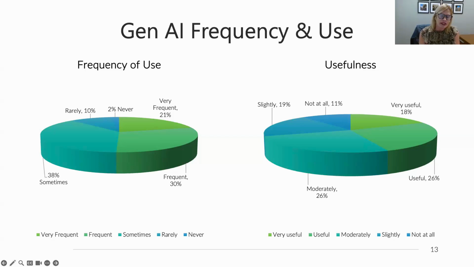So how useful is Gen AI to these instructional designers from this survey? Very useful and useful, not quite at 50%, moderately useful, about a quarter of the folks, and then slightly and not at all. So that was pretty telling as well, weighing in around 30%.